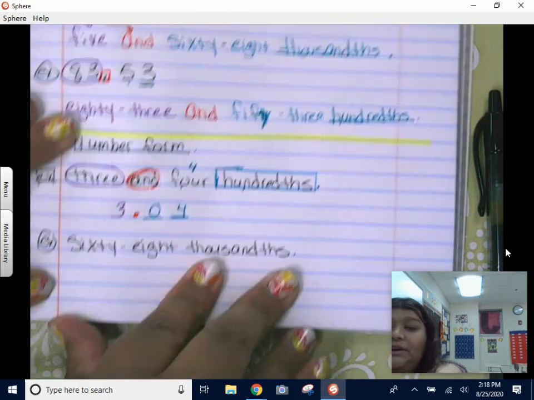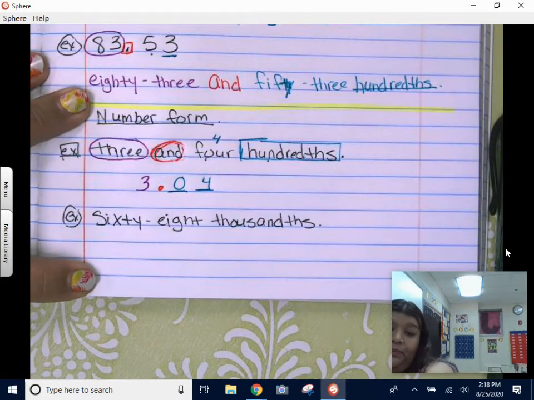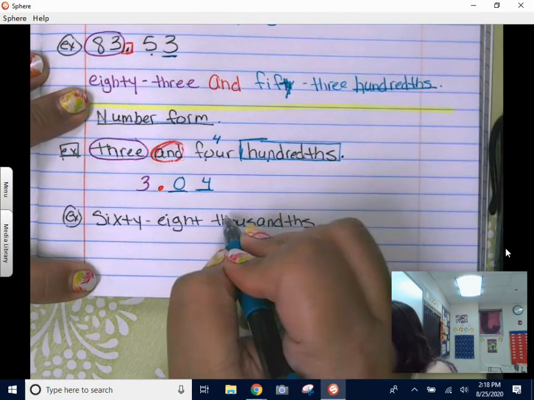Okay, so take a look here. Do you see a word that tells you if it's a whole number or a decimal? It is this right here.